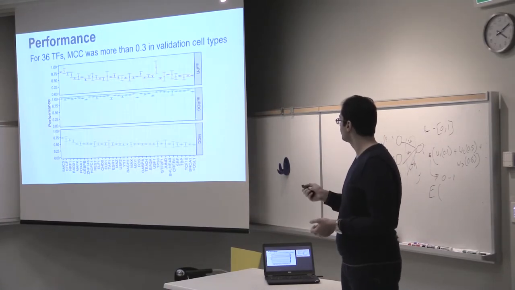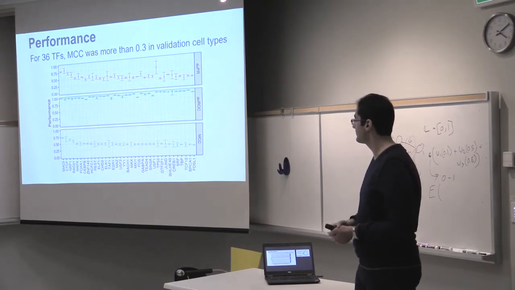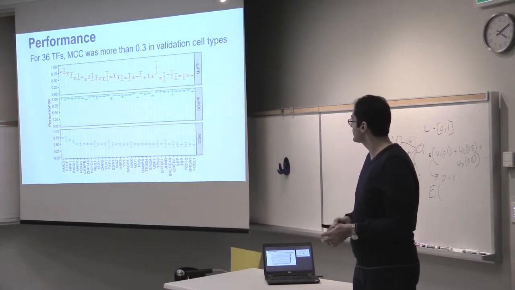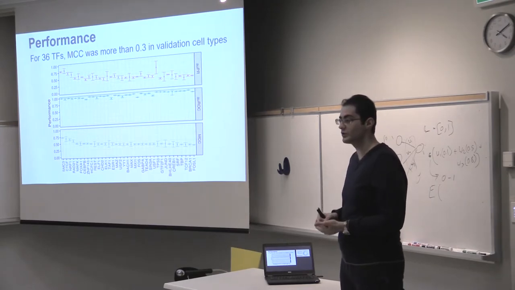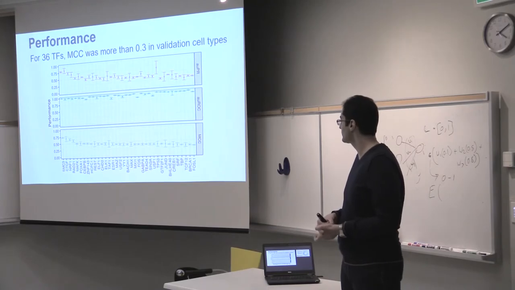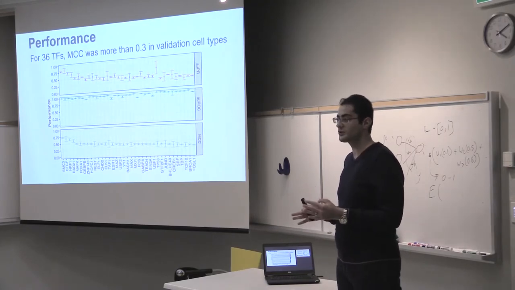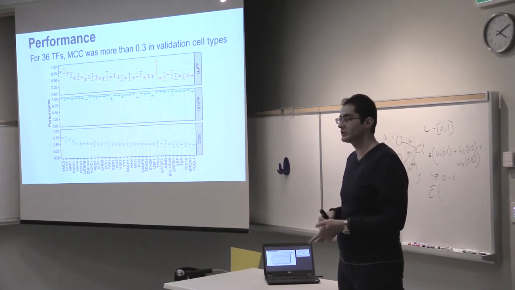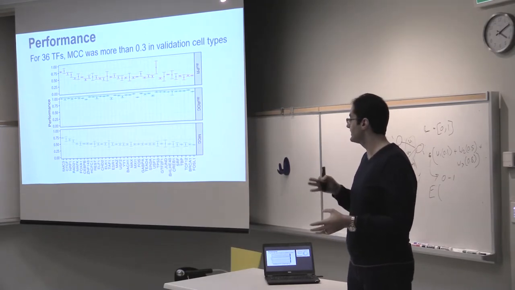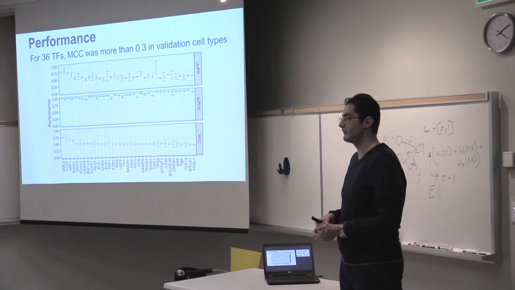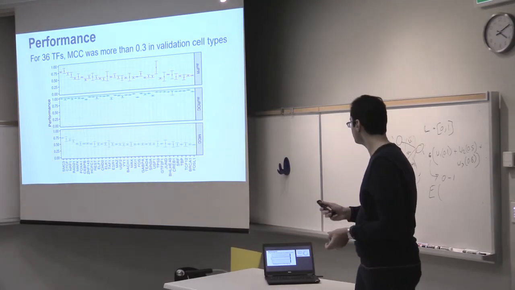Now we are also taking a look at area under receiver operating characteristic curve and Matthews correlation coefficient. For 36 factors, MCC is more than 0.3. And in terms of actual true positives, what it translates to is that for almost all these factors, when we predict there is no binding, 99% of the time they're correct. But when we predict there is binding, based on the value here, for example, for SMC3, it's around 75% of the times that we're correct.